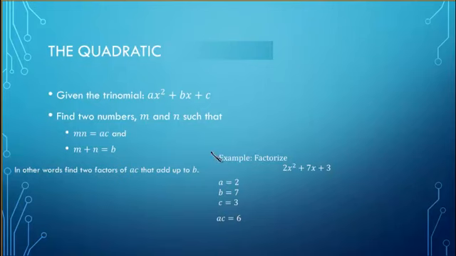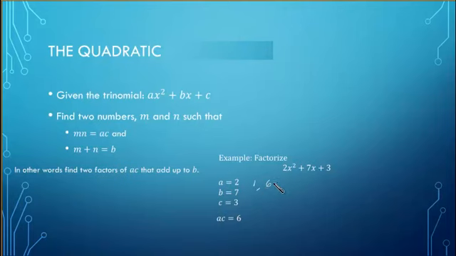So looking at the general pattern here, we see that our a is 2, our b is 7, and our c is 3. And of course ac, 2 times 3, is 6. So what we need to find are factors of 6 that add up to 7. So let's find the factors of 6. Let's start with 1 and 6. And that's it. We don't need to do any more because these add up to 7.